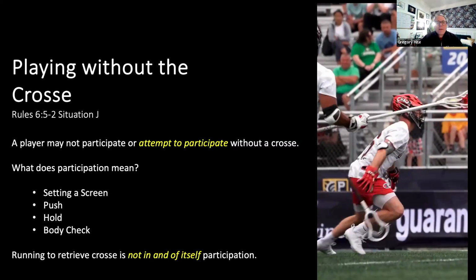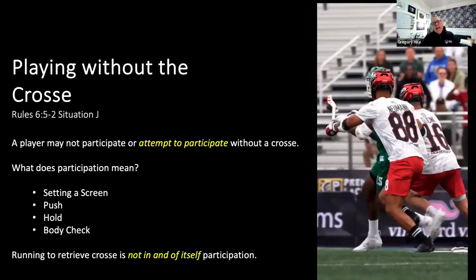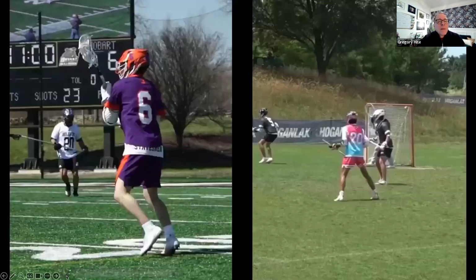So he's got a broken cross and he goes to play. He's not allowed to do that. This is clearly participating without a cross. We're going to throw a flag here because green is in possession of the ball. Here are some examples.